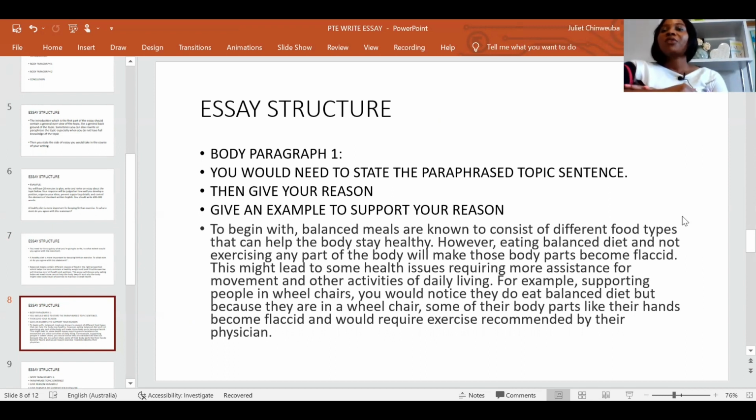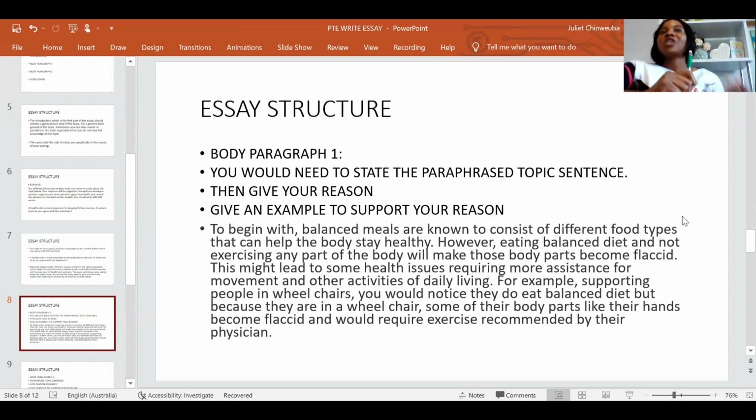This might lead to some health issues requiring more assistance for movement and other activities of daily living. I said, for example, supporting people in wheelchairs, you would notice that they do eat a balanced diet, but because they are in a wheelchair, some of their body parts, like their hands, become flaccid and will require exercise recommended by their physician. So this is my example because I've seen this happen before.